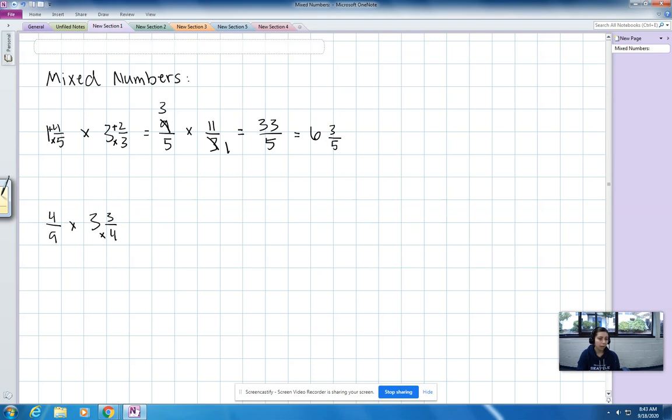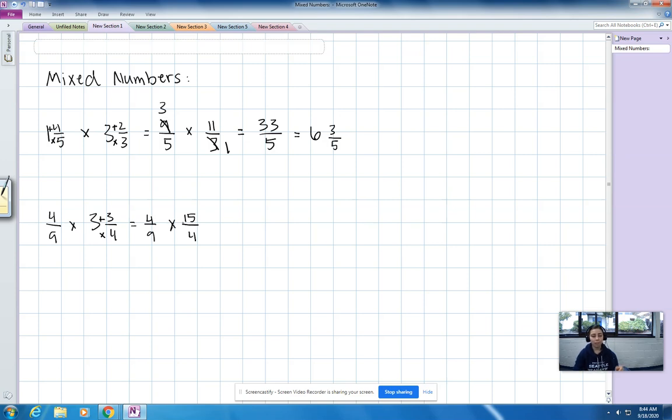3 times 4 is 12. 12 plus 3 is 15. And then we're going to keep the denominator the same. So we had 15, and then denominator stays the same, 4.